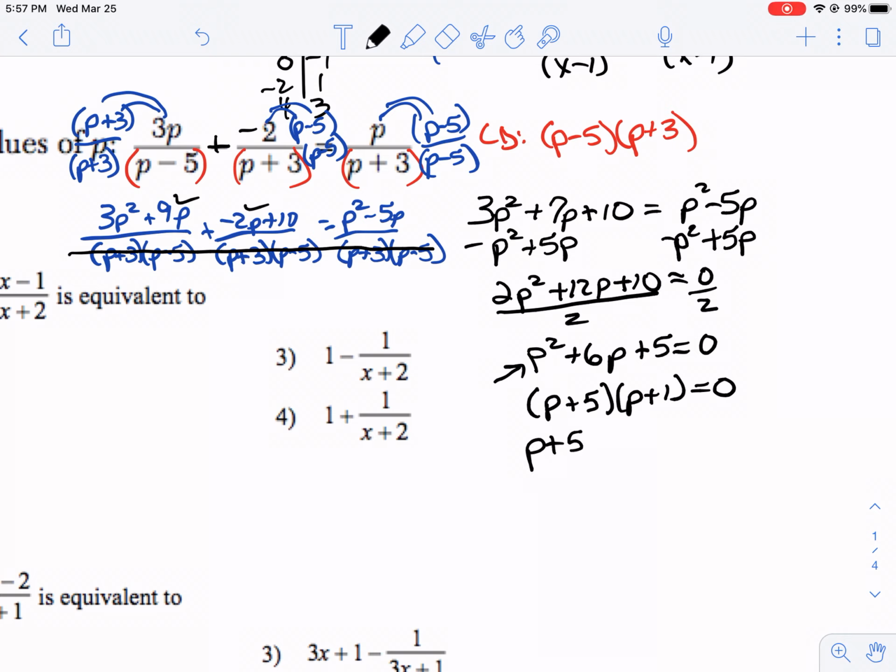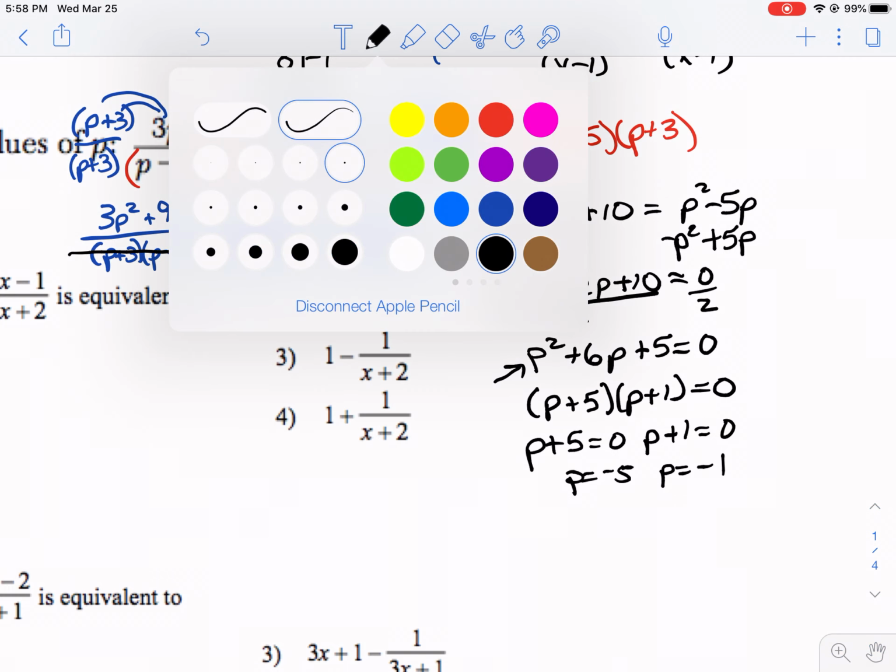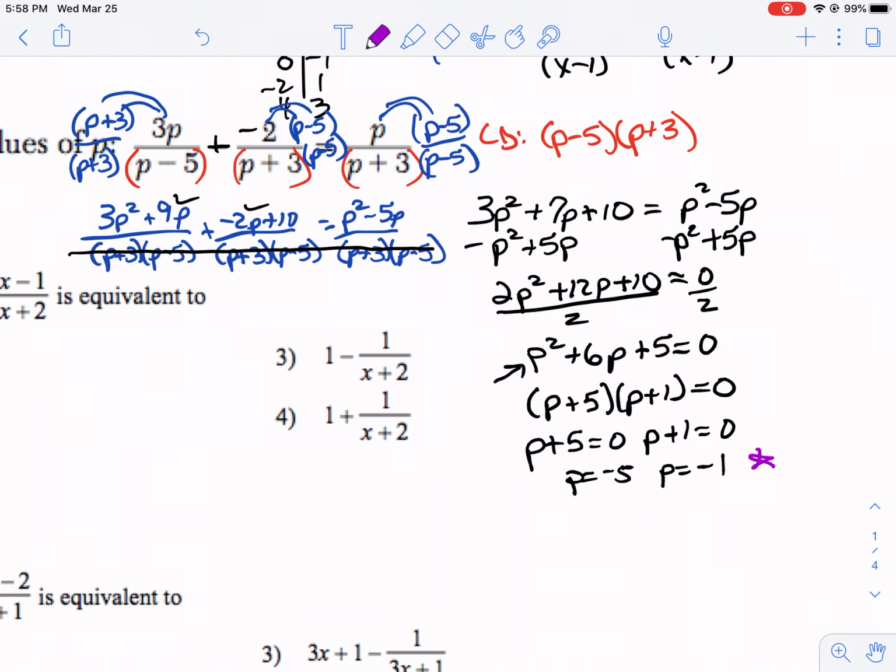So p plus 5 equals 0, and p plus 1 equals 0. So you get negative 5 and negative 1. Now, you do need to be careful and watch out. When you solve an equation that has fractions in it, you need to check your answers, because if either one of your answers causes a 0 in a denominator, you have to eliminate it, because you can't have undefined fractions.